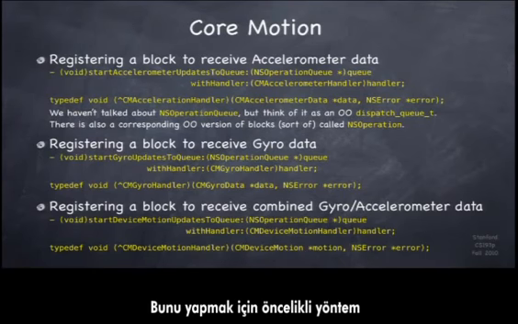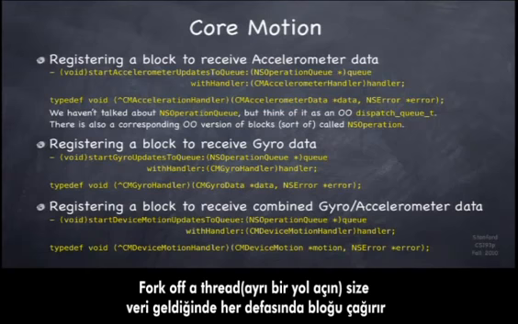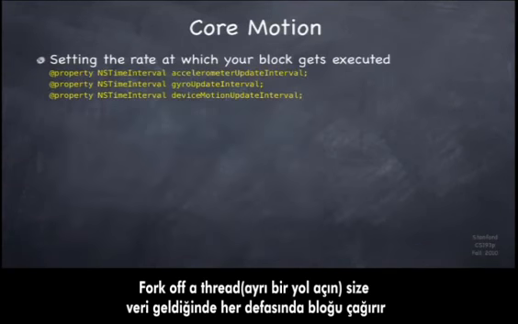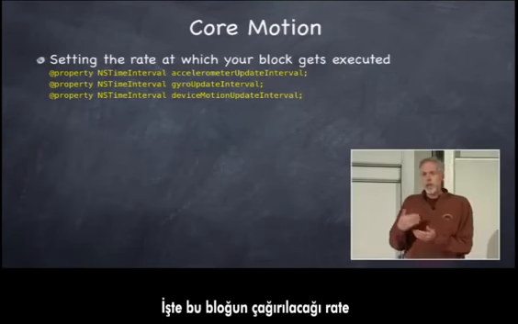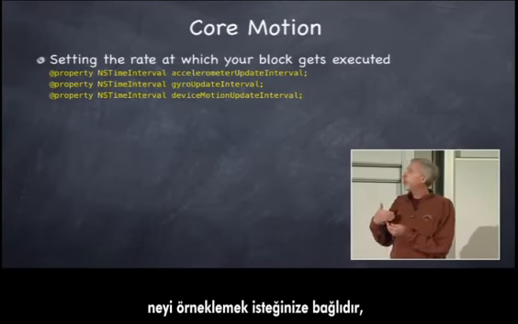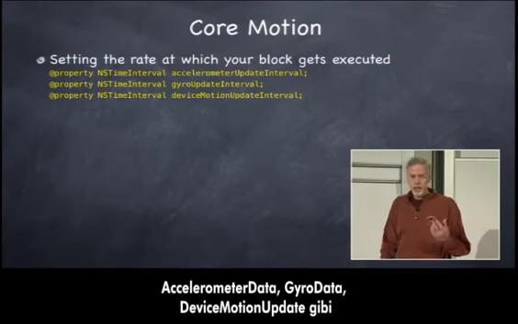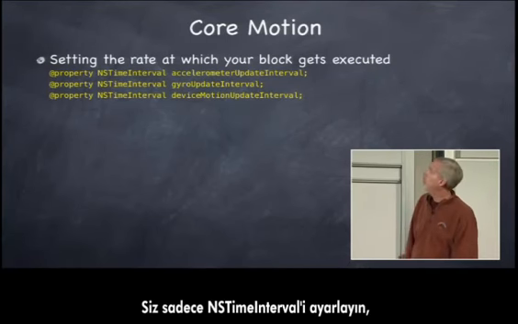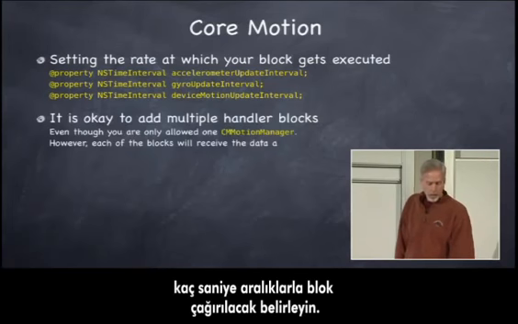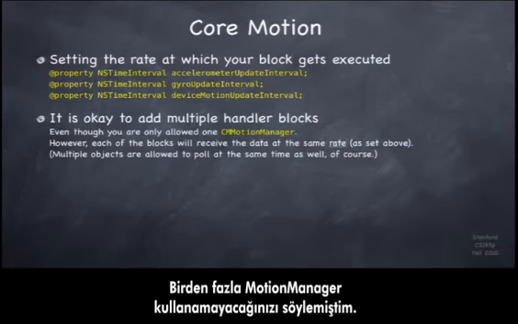So this is the primary way you're going to do this. You're just going to work off a thread, and it's just going to call this block every time it has data for you. So here's the rate at which that block is going to get called, right? Depends on which kind of thing you're sampling: accelerometer data, gyro data, device motion updates. You just set that time interval, how many seconds between times your block is called.